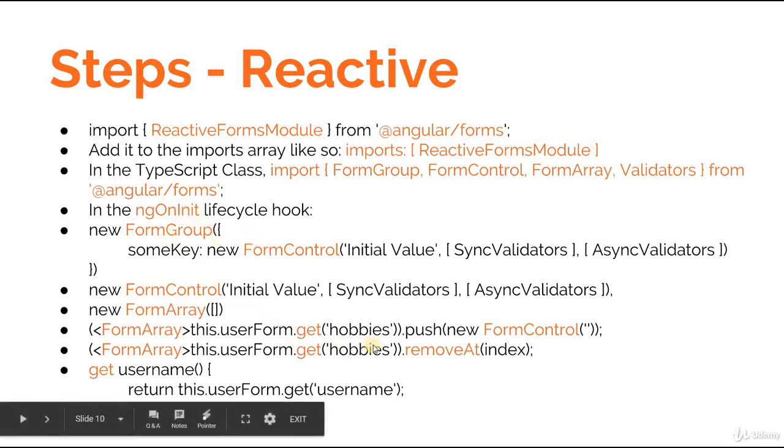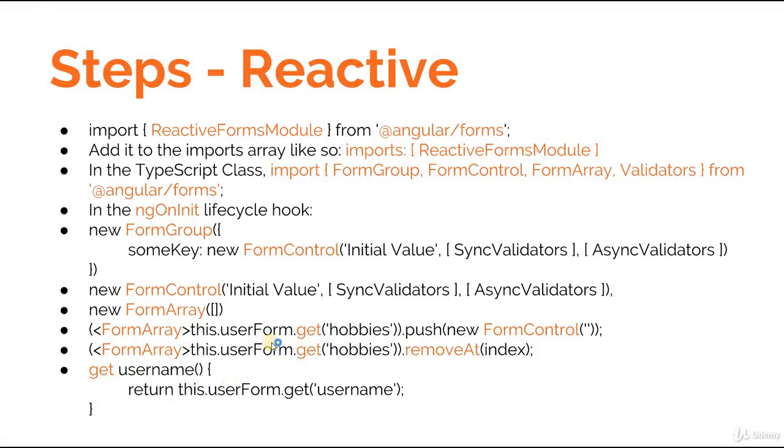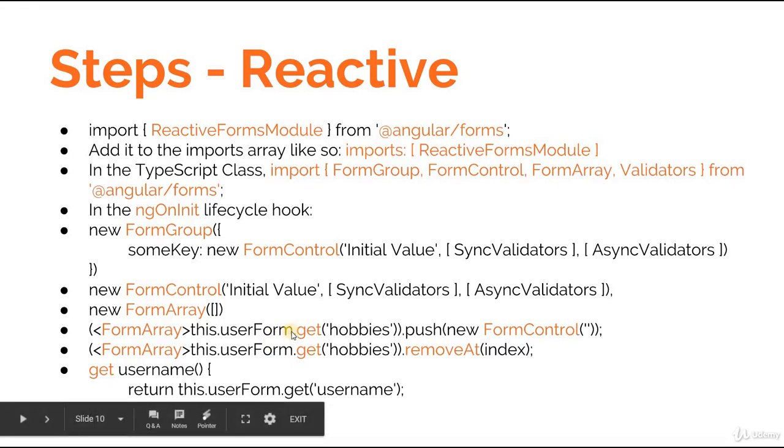You can also remove a particular element from a form array, and to do that we'll again get access to that particular form array using the get method, and by typecasting it into a form array, and then we can call a remove at method on it and pass it an index in this case. And apart from this, we can also get access to a particular form element inside the template without having to write this syntax like user form.get and pass it the name of a particular control.